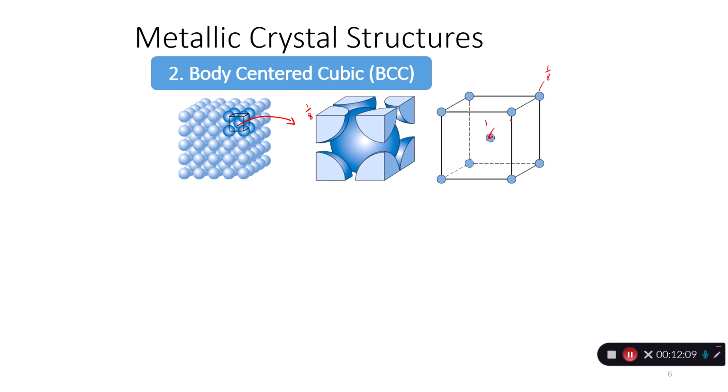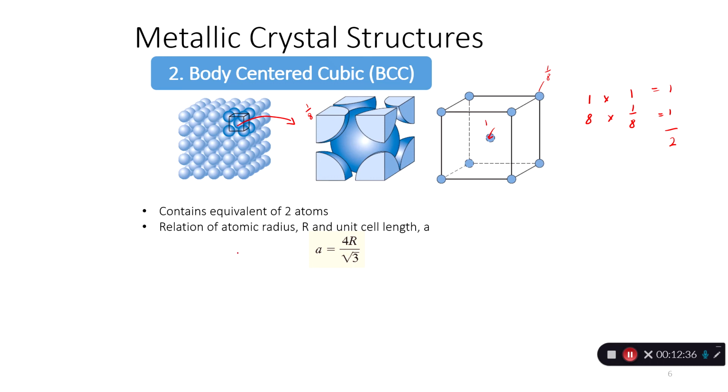So how many equivalent atoms do we have here? We have 2 equivalent atoms. One whole atom at the center, and at the corners we have 8 corners, and each is 1/8 of an atom. So this is 1, this is another one. We have a total of 2.